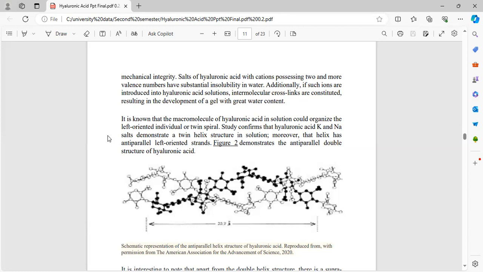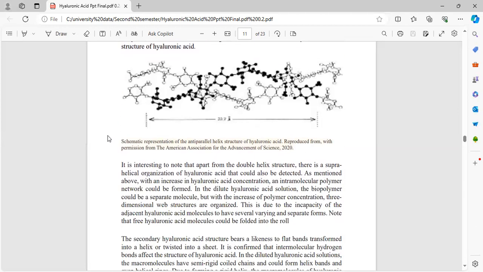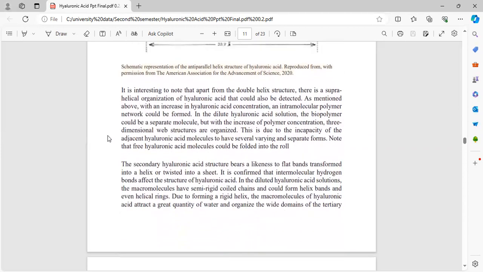It is known that a macromolecular hyaluronic acid solution could organize a left-oriented single or twin spiral. Studies confirmed that the hyaluronic acid K and Na salts demonstrated a twin helix structure in solution. Moreover, that helix has antiparallel left-oriented strands, demonstrating the antiparallel double structure of hyaluronic acid. It is interesting to note that apart from the double helix structure, a suprahelical organization of hyaluronic acid could also be detected, as mentioned above.